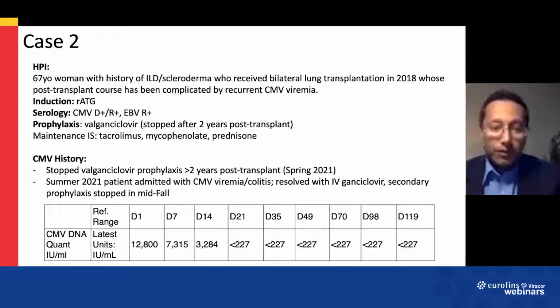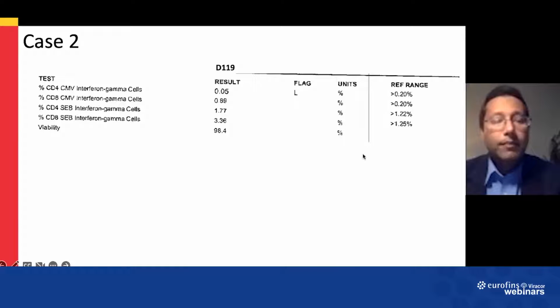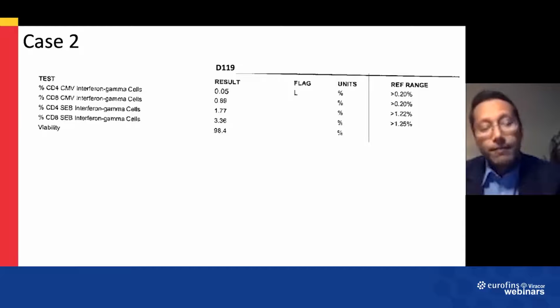Shown here are the results of her CMV PCR assays, which demonstrate a good response for antiviral therapy. And then these results from day 35 onwards show an undetectable viral load while she's maintained on secondary prophylaxis. Now on day 119, we did obtain a CMV T cell immunity assay to determine whether it would be reasonable to stop her secondary prophylaxis.